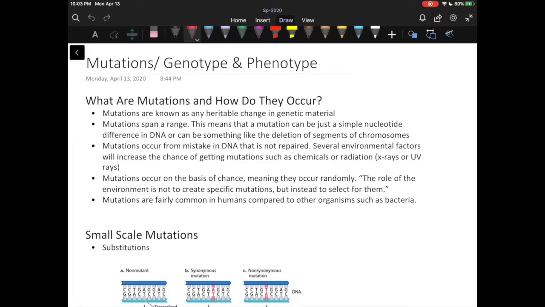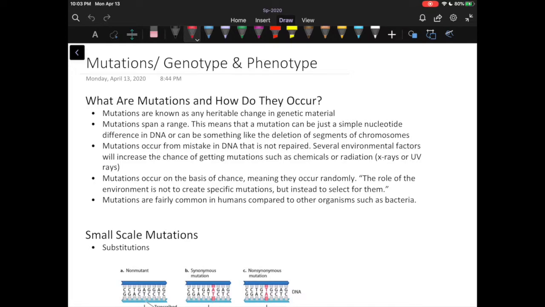The way mutations occur is by a mistake that's made when DNA is replicating, and when that mistake is made, then successive replications will have that mutation and will no longer have that normal DNA.